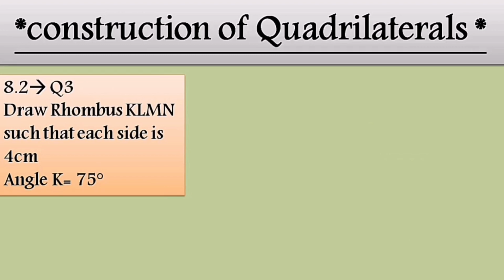Now we'll begin with 8.2, question number 3. We'll draw rhombus KLMN. For that, the side is given as 4 centimeter and angle K is 75 degree. What we are going to do: draw any of the sides, because every side is equal in length, it's a rhombus, right? But it is better to choose the side in which K is present. Why? Because angle K is given to me, right?